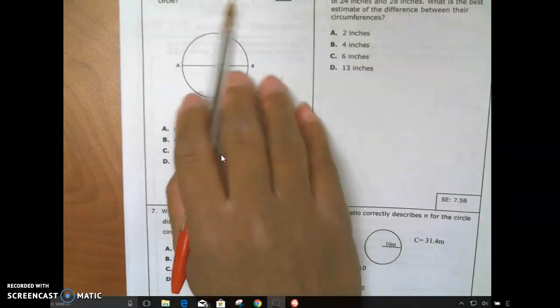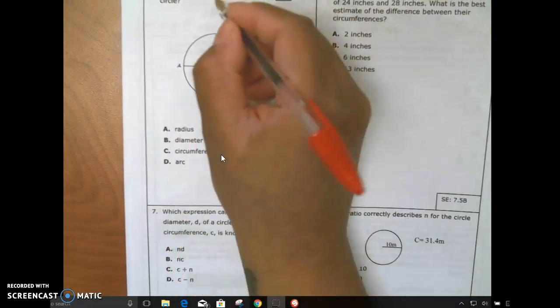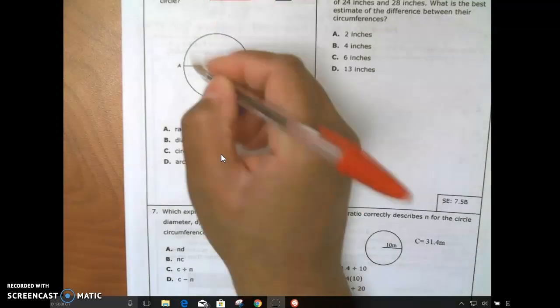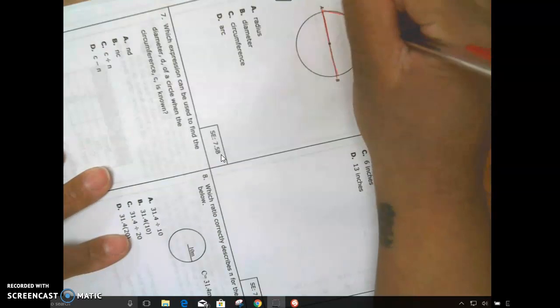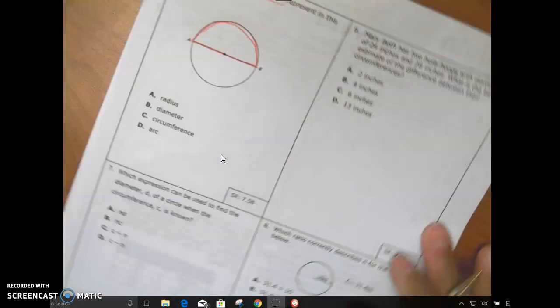All right, what does line segment AB represent in this circle? So segment AB from A to B. If I turn this to the side, I'll see the letter D. Okay?